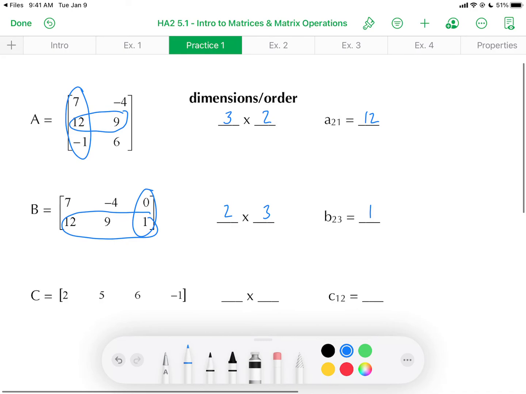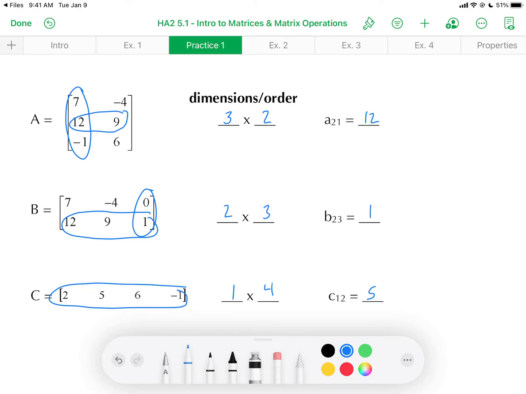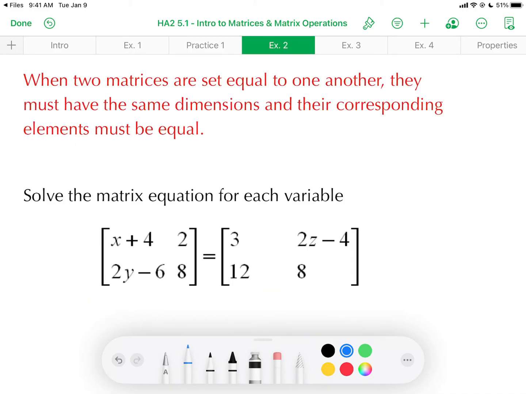All right, and then matrix C. Maddie, what do you got? Dimensions. 1 by 4. 1 row by 4 columns. And then the element in the first row, second column. 5. Bingo. So obviously these are all the first row elements. And there's only one element in the second column, the 5. Very good. Okay, moving forward.